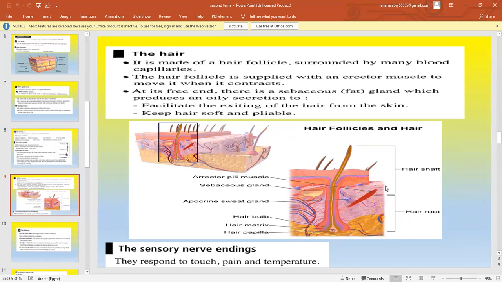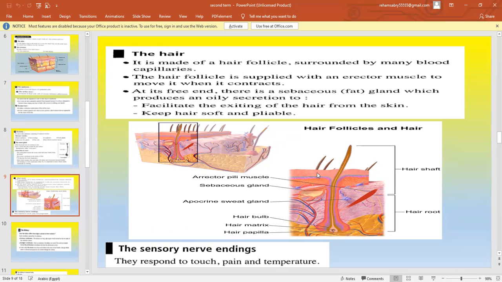What is this erector muscle for? To move the hair during contraction and relaxation of the hands, the legs and so on. So the hair moves naturally with the help of this muscle. It also has three endings.